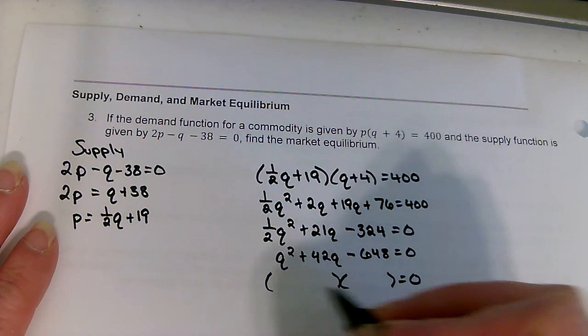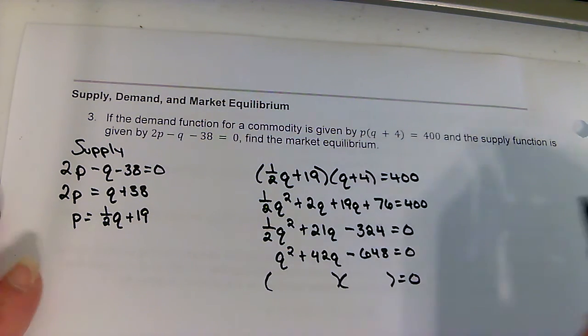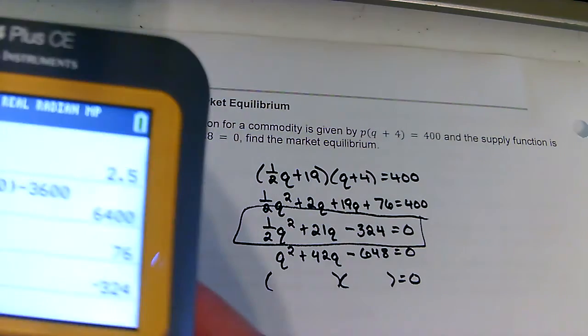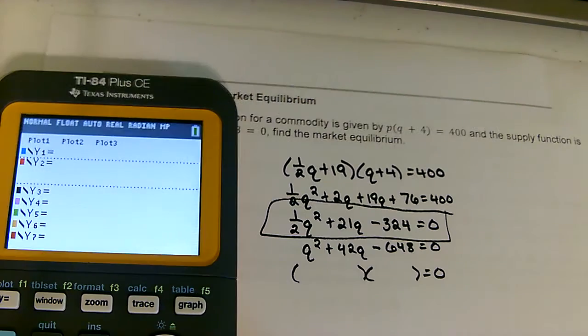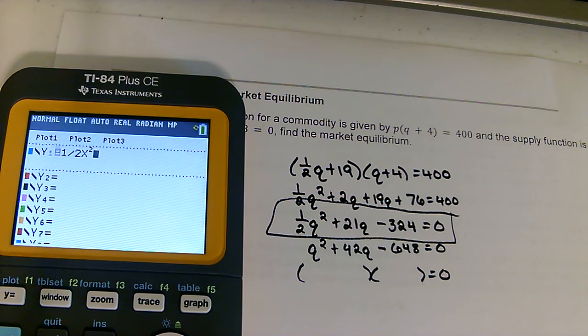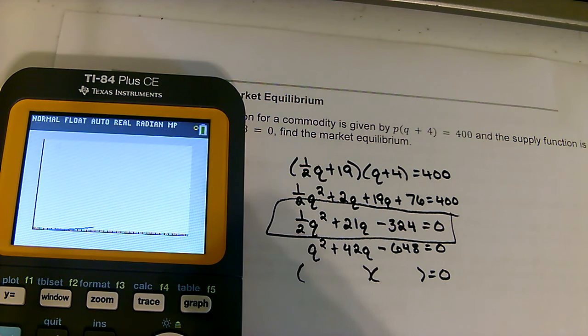What if you had trouble factoring from here because these were too big of numbers? Let me show you something that you can do on any calculator. Let me go back up to this one. I'm going to put that equation in the calculator. So that would really be a 1/2. The calculator is going to call it x squared plus 21x minus 324. And I'm going to hit the graph button.